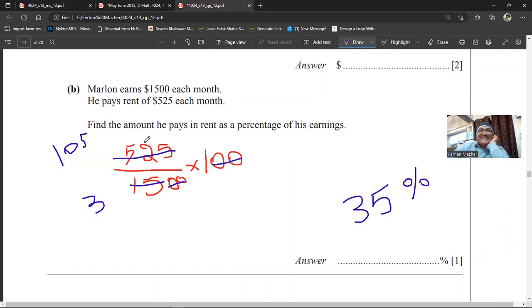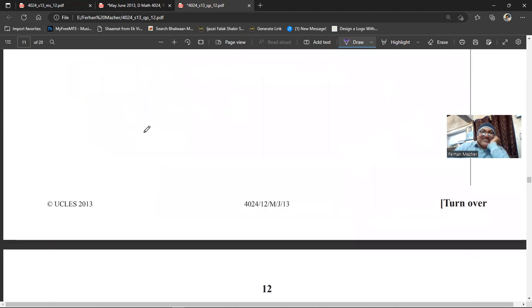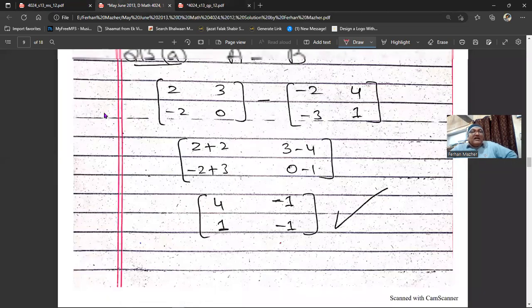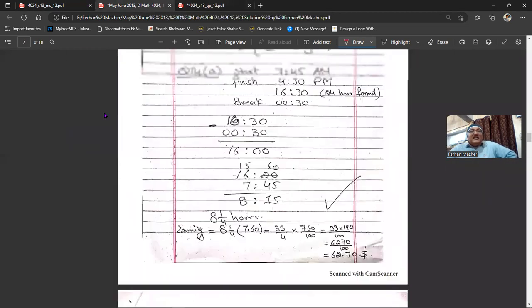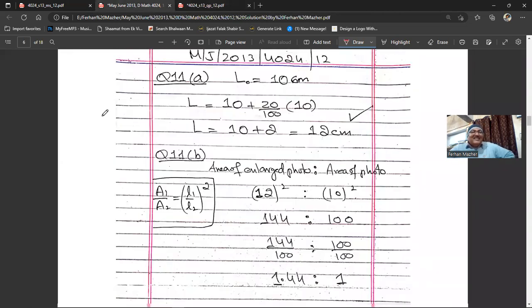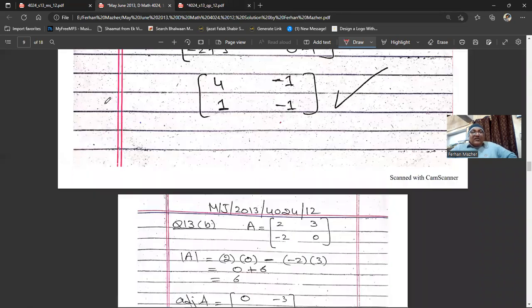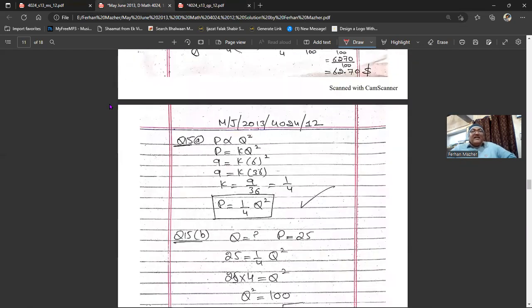Something has happened to my slide. Okay, so we are going to the next question. The next question is question number 15. He says P is directly proportional to the square of Q. When the P is 9, the Q is 6. Find the formula for the P in the terms of the Q. So this is question number 15. And let's find out where is the question 15. Something has happened with their order. Okay, question number 15, and here we go.